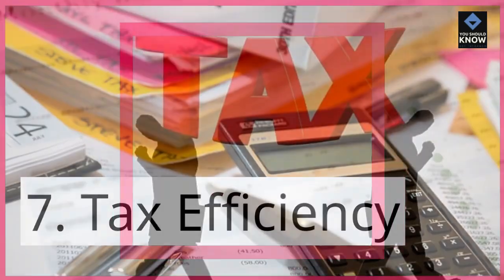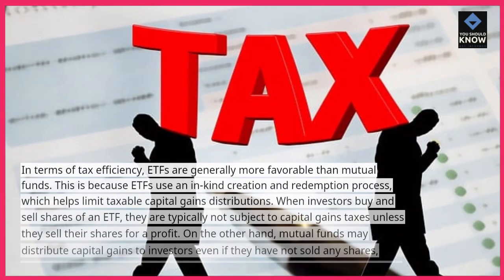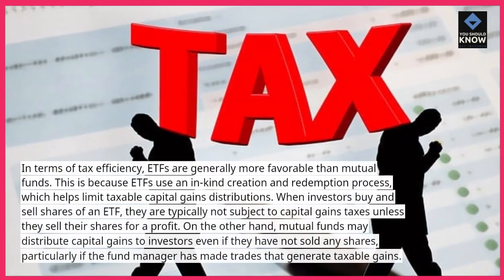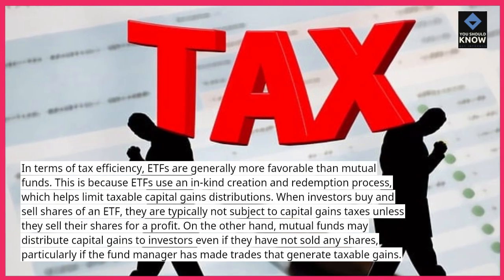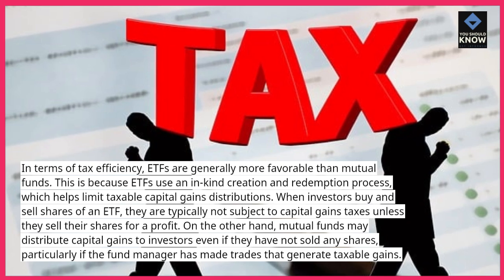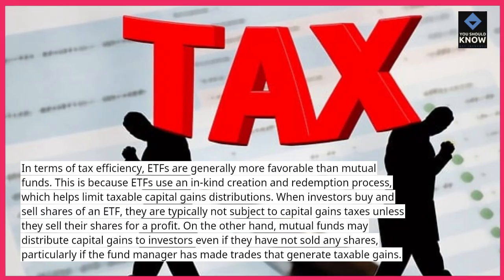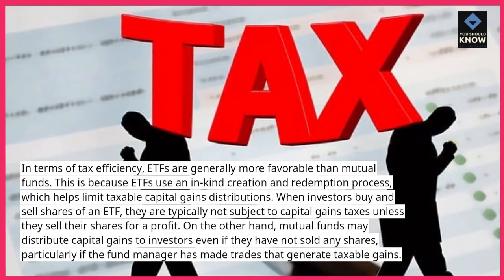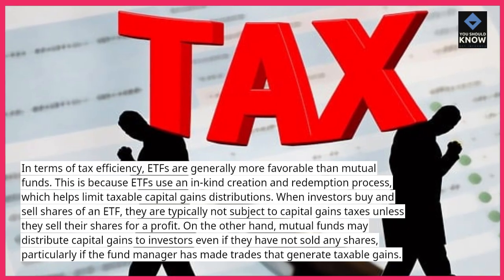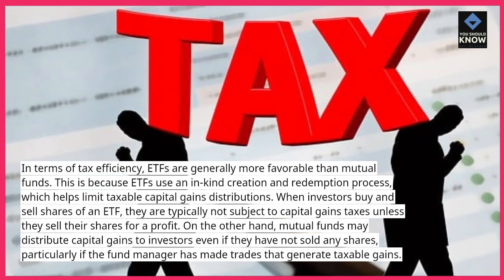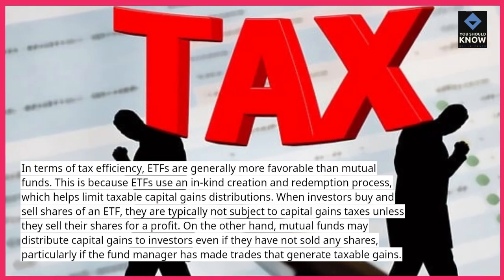7. Tax efficiency. In terms of tax efficiency, ETFs are generally more favorable than mutual funds. This is because ETFs use an in-kind creation and redemption process, which helps limit taxable capital gains distributions. When investors buy and sell shares of an ETF, they are typically not subject to capital gains taxes unless they sell their shares for a profit. On the other hand, mutual funds may distribute capital gains to investors even if they have not sold any shares, particularly if the fund manager has made trades that generate taxable gains.